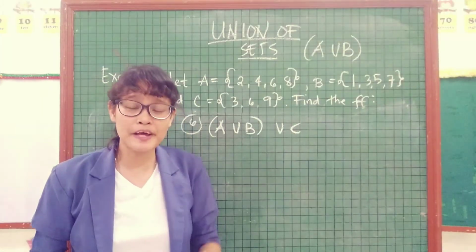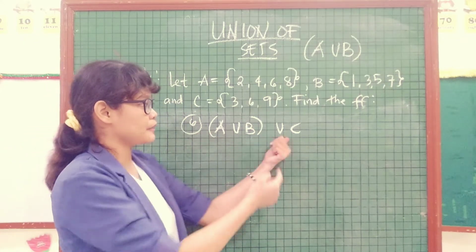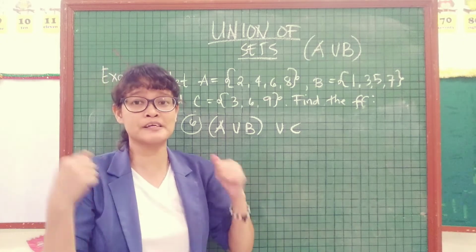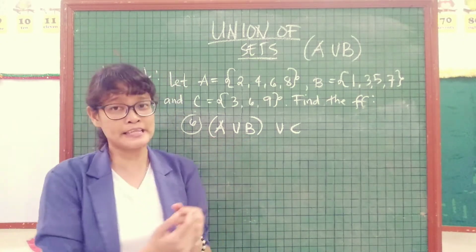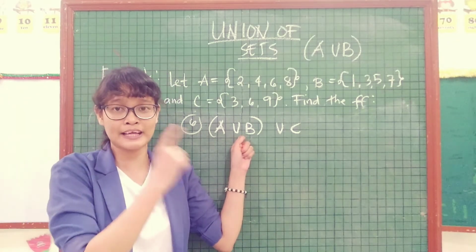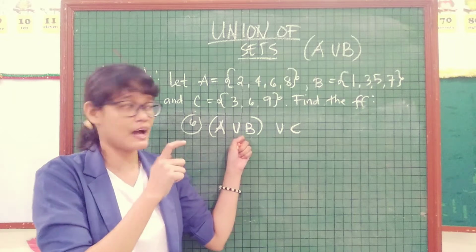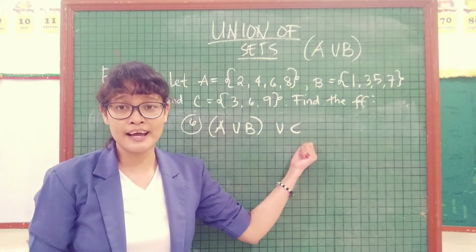Okay, so we're done with our last example. We have example number 6. The quantity A union B union C. Just like numbers, sets also follow the PEMDAS rule. If you notice, there is a parenthesis, which means you first get the union of A and B. Whatever their answer is, that is what you combine with the elements of C.